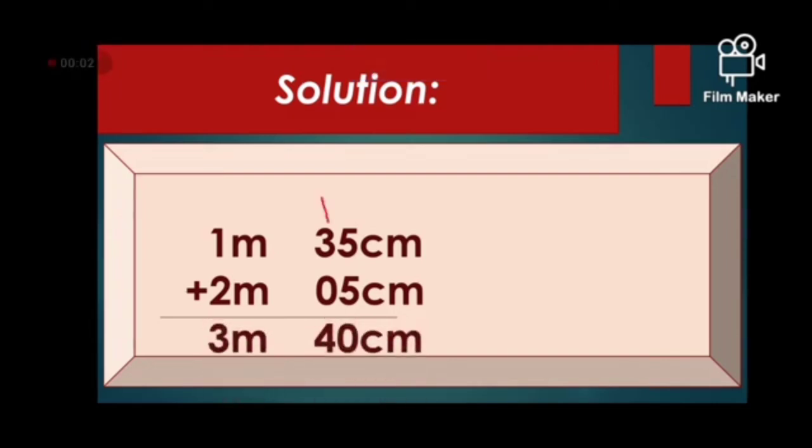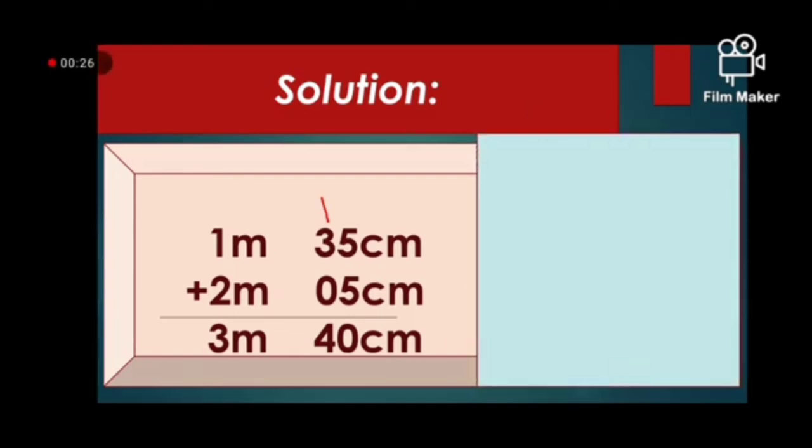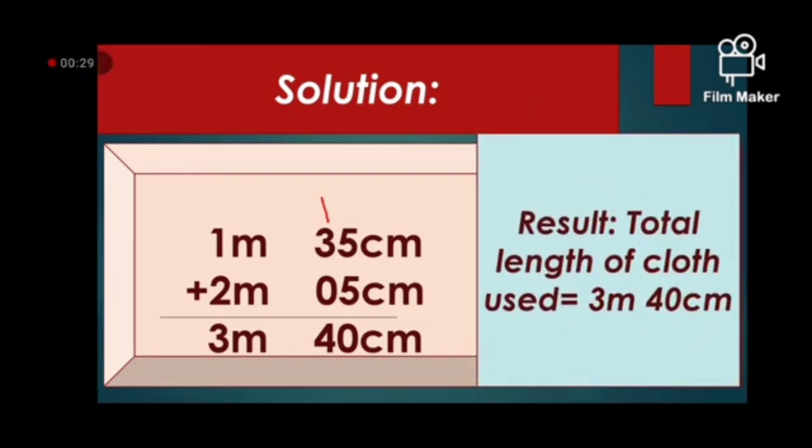Now let's see. 5 plus 5 is equal to 10. 0 is in the same column. 1 will be carried. 3 plus 1 is 4, and 1 plus 2 is equal to 3. It means 3 meter and 40 centimeter of the cloth is used to make a dress. So the total length of the cloth used by the tailor is 3 meter and 40 centimeter.